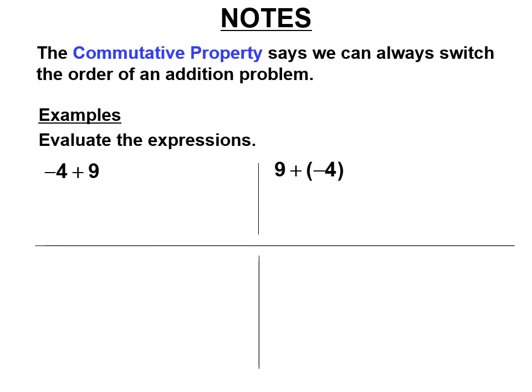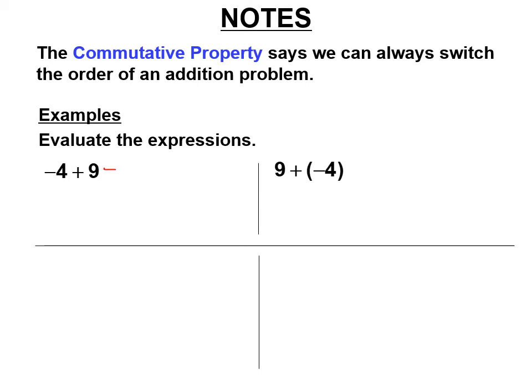The next property we're going to talk about is the commutative property. There are 2 T's in commutative. Make sure you say it out loud correctly. And so evaluate both of these. It looks like the same exact problem switched around. In fact, it is. We have negative 4 plus 9. We have 9 plus negative 4.